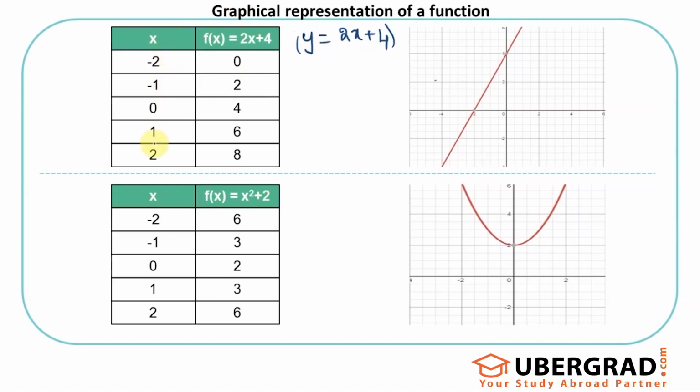Even forget about this if you're not comfortable with that. Let's just take some values. If x is minus 2, what is f of x? 2 into minus 2 plus 4 is 0. If x is minus 1, 2 into minus 1 plus 4 is minus 2 plus 4, which is 2. If x is 0, then it's 4, for 1 it is 6 and for 2 it is 8. These are the outputs I found, right?